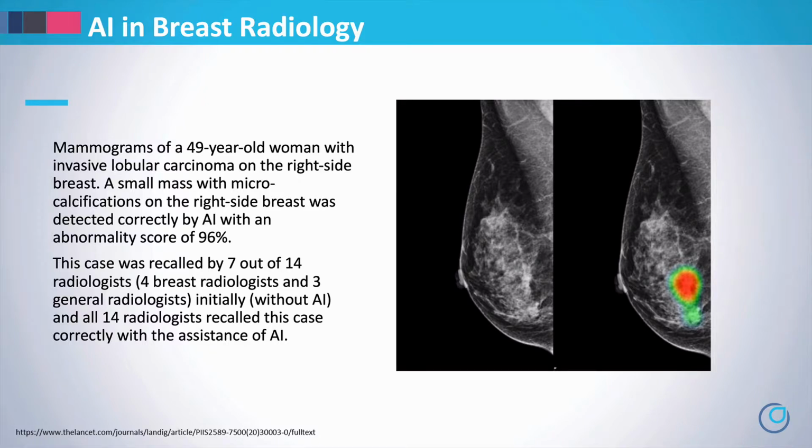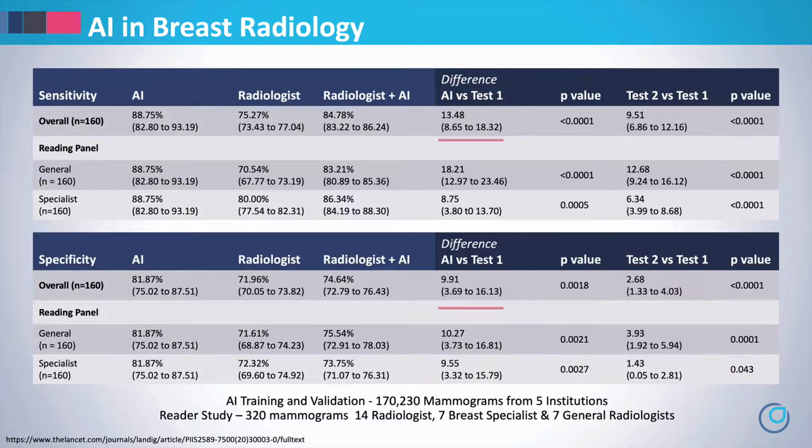I apologize somewhat for the busyness of this slide, but let me walk you through this study from 2020, if I may. As you can see, it's looking at the impact of AI in breast imaging. And on the left-hand side, you can see the different panels, the general and the specialist reading panels, looking at the sensitivity, and below the specificity. The first column of numbers tells you how well artificial intelligence performed. And you can see that without exception, AI was actually better than the radiologists. And you can see the radiologists in that second column of digits.